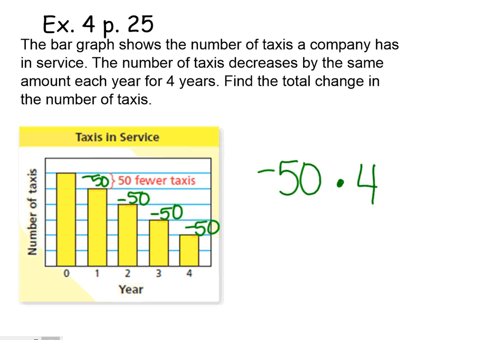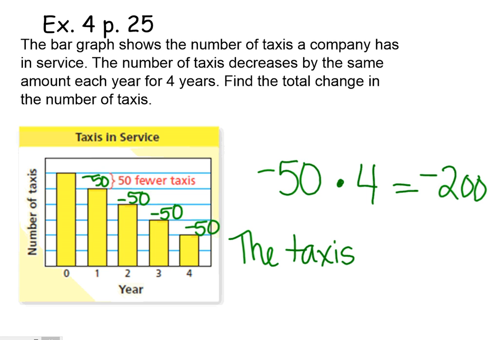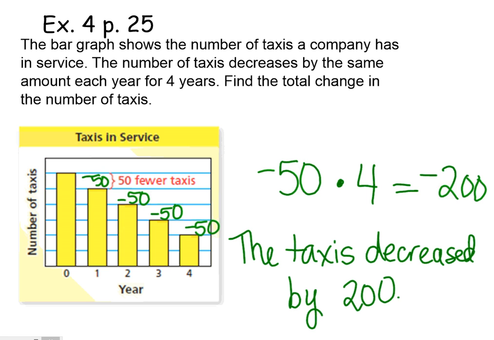50 times 4 is 200. But since they have different signs, our answer is negative 200. So to answer the question, find the total change in the number of taxis. The taxis decreased by 200. And since it's a word problem, I like to explain my answer in words. Since it decreased by 200, this decrease is another way of writing negative 200.